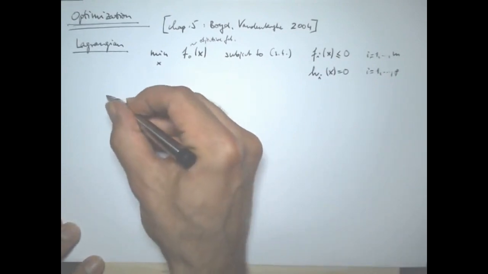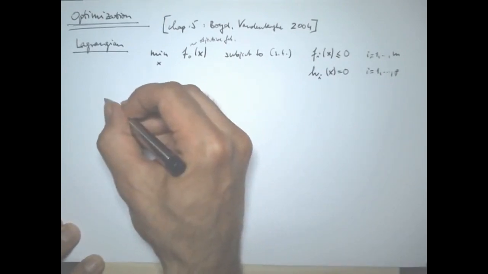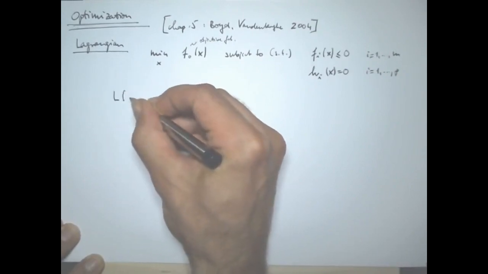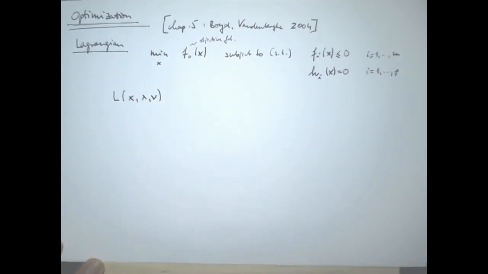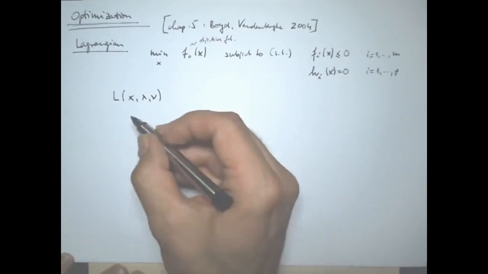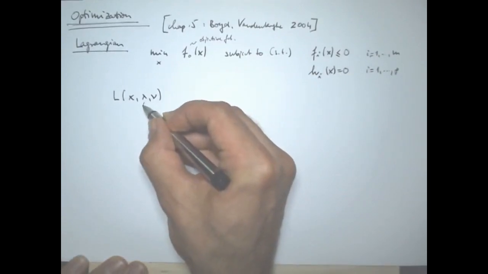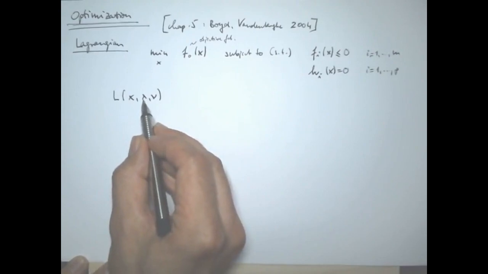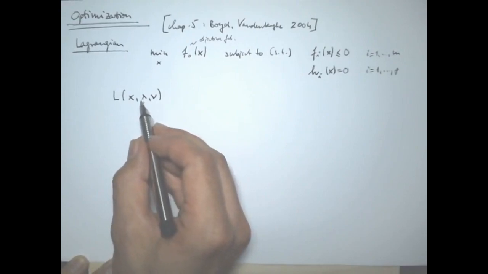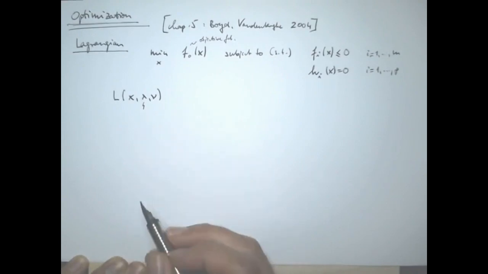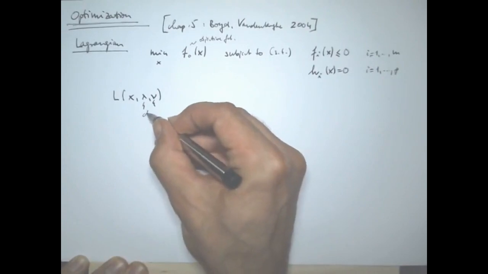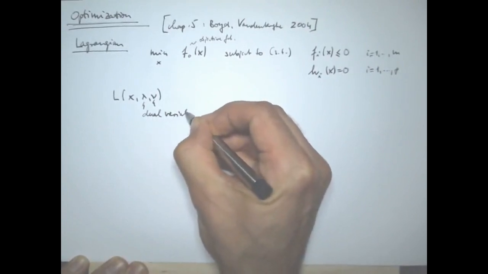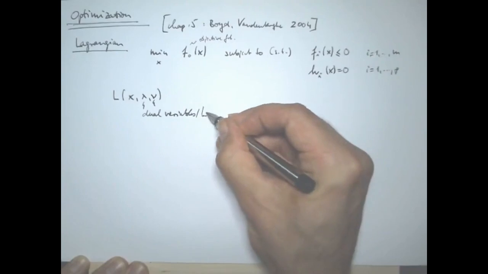Now the Lagrangian introduces the dual variables or Lagrange multipliers, lambda and nu, for the inequality and equality constraints. So these are multiple dual variables, or it's a vector of dual variables. This one is associated with the inequality constraints, that one is associated with the equality constraints. So those are the dual variables or the Lagrange multipliers.